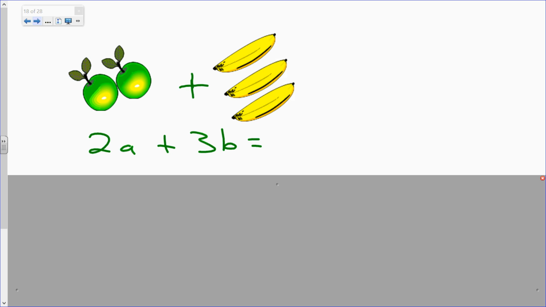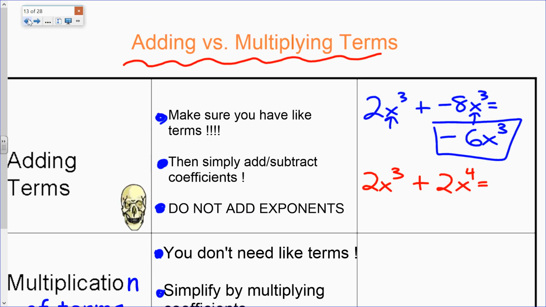So, 2 apples plus 3 bananas is the same situation as this. 2x to the third plus 2x to the fourth. They're different kind of terms. So, you can't simplify the expression. You just leave it that way. 2 apples plus 3 bananas is just 2 apples plus 3 bananas. If you put them in a bowl, it's still 2 apples and 3 bananas. If you slice them up and make a smoothie, it's still 2 apples and 3 bananas.